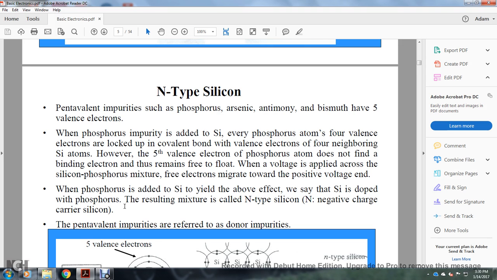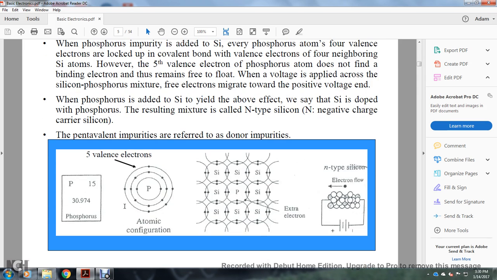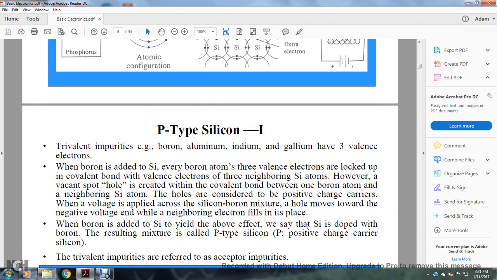The pentavalent impurities are referred to as donor impurities. Phosphorus has atomic number 15 and atomic weight 30. It has 5 valence electrons in its last orbital, with the extra electron in the center of a silicon wafer. This N-type silicon shows electron flow through a wire and battery.